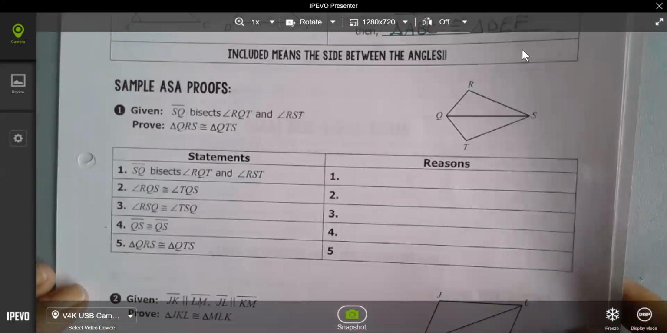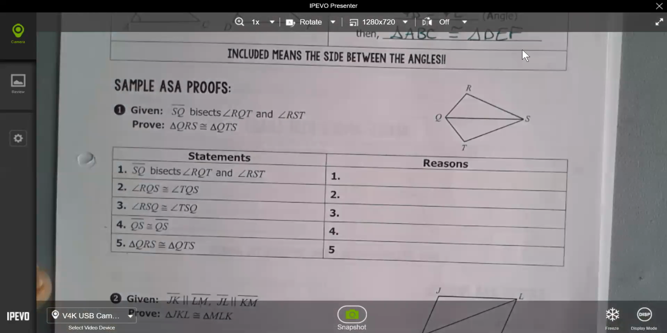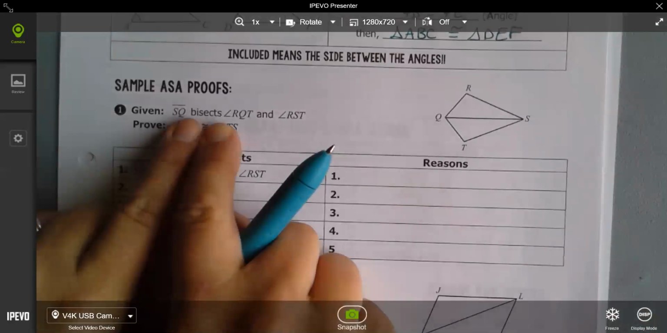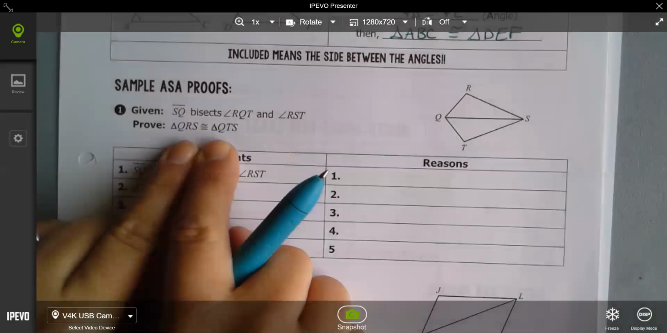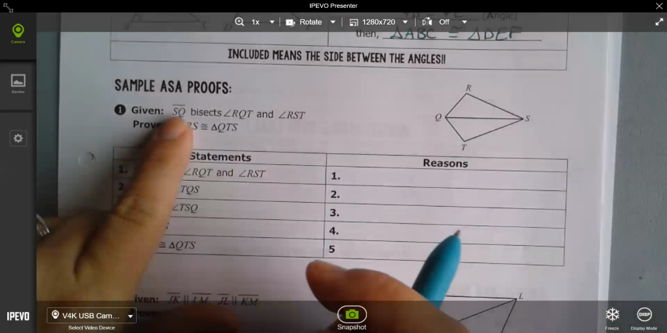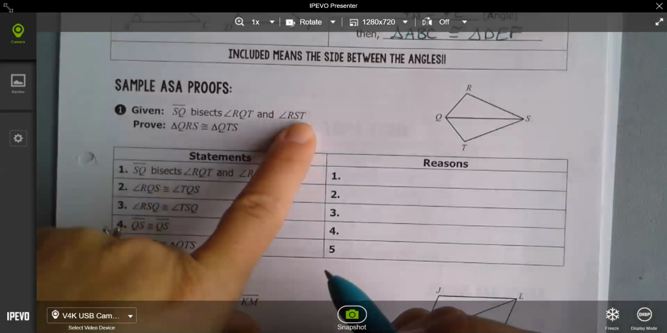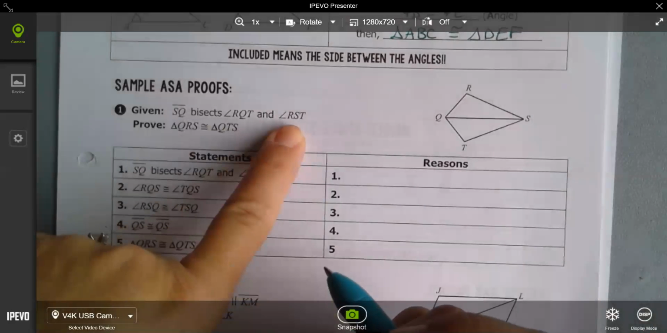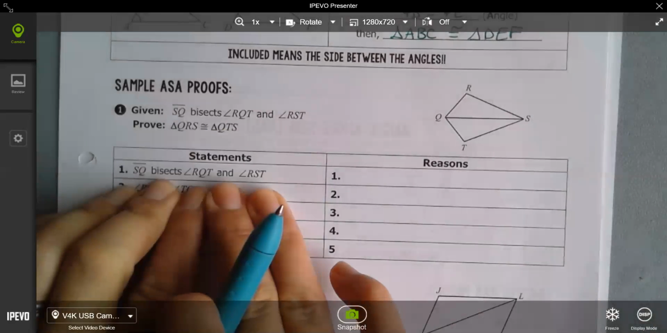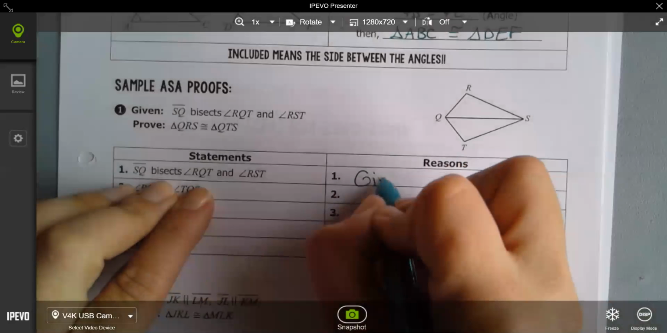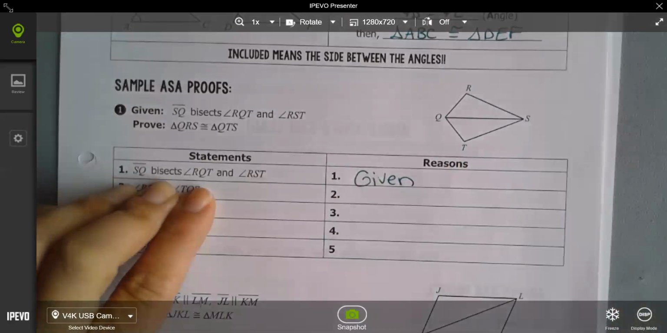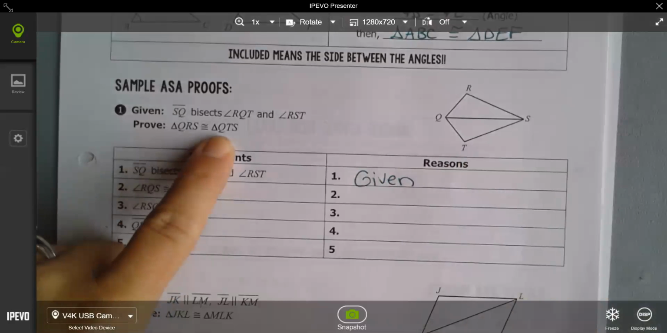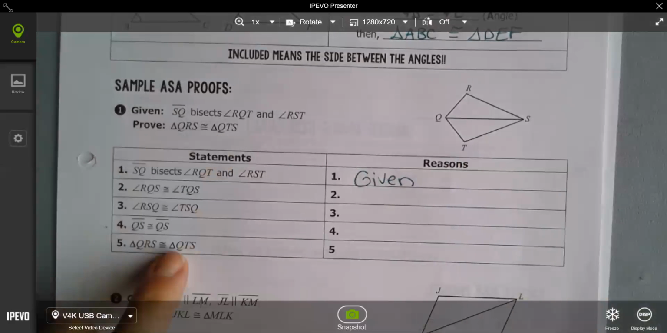All right, so let's use this to write ourselves some proofs. Please remember that you always start with the given information and you always end with the proof. So my given information, SQ bisects angle RQT and angle RST. There's my first statement, and this was given information. My proof statement, triangle is congruent to triangle, is right down here in number 5 at the end.